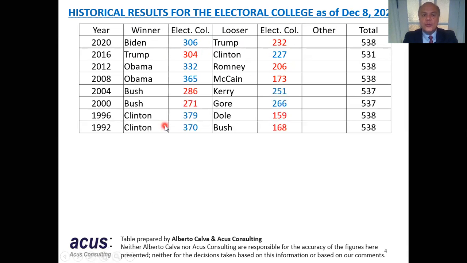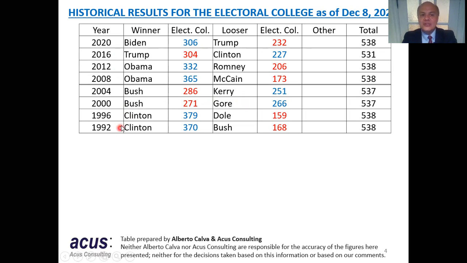Before that, we have in 2004 and 2000, George Bush's son got 286 votes and 271 votes, defeating Kerry and Al Gore in 2000. But as we will see in the next chart, Al Gore got the largest number of popular votes in 2000, but the Electoral College composition gave more votes to George Bush than to Al Gore. Same thing that happened in 2016.